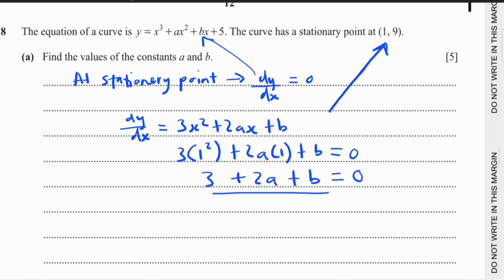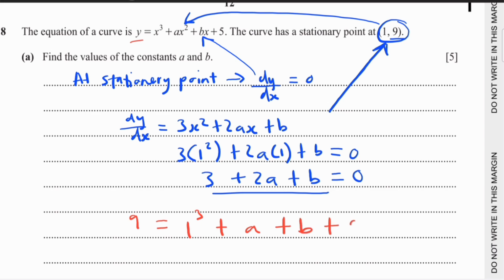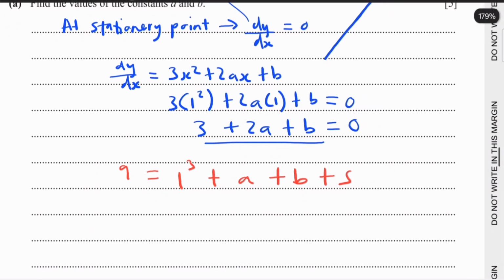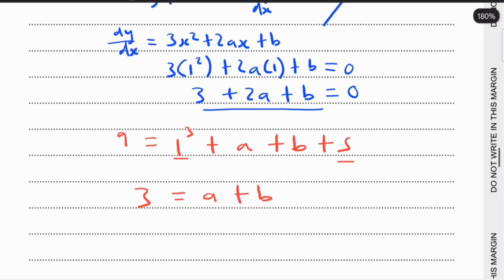Like this. And we also know that this point is on this curve. So we can substitute 1 for x and 9 for y. Right? So doing that, where it says y here, we're putting 9 equals 1 cubed plus 1 squared, that's a, plus b plus 5. Right? So this will give us 9 minus 1, 8, minus 5, that's 3. So 3 equals a plus b, like that, right?